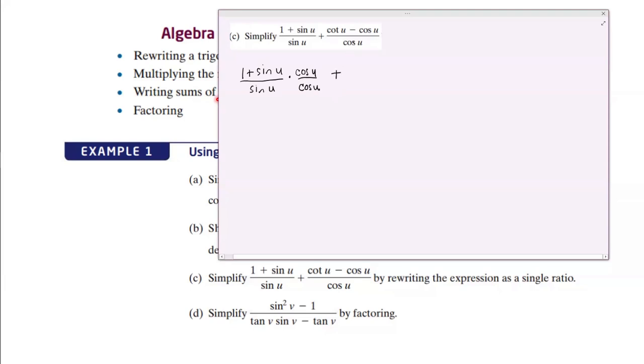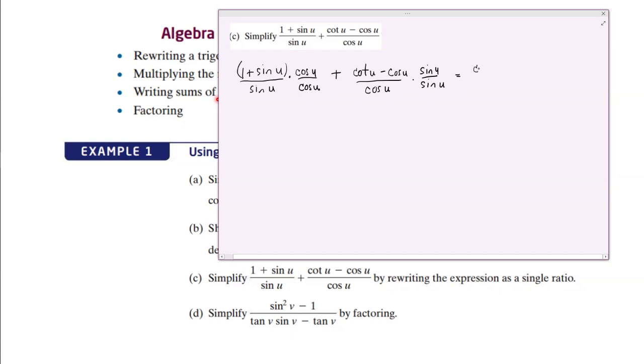Okay, and then missing from the denominator here is the factor sine u, so I'm going to multiply this second one by the sine u on the top and the bottom. Okay, so now we know we've got a common denominator of sine u times cosine u. And I'm going to take this cosine u here and distribute it across here.